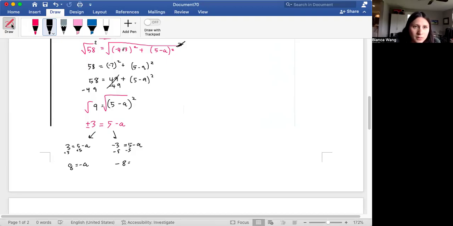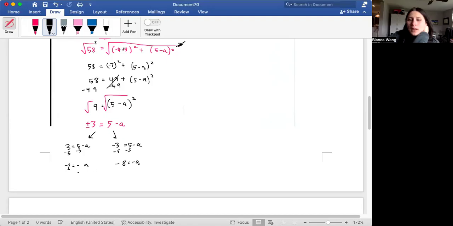Wait a minute. I made a mistake here. This is not plus 5. This is minus 5. It's like, why am I getting the same thing? I didn't think they were the same thing. Okay, I was working it wrong. Minus 5, because this is positive. So now I have negative 2 equals negative a. And then I have negative 8 equals negative a.